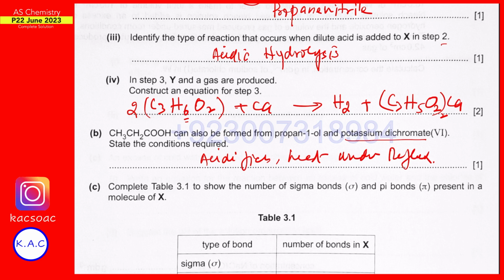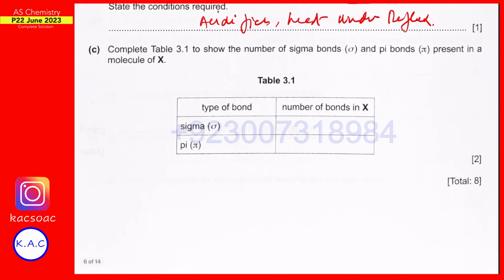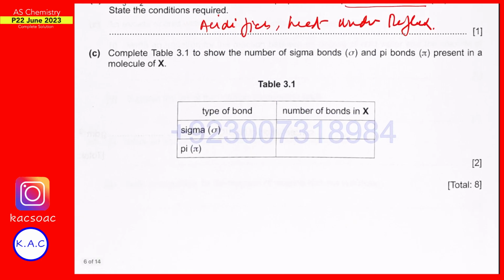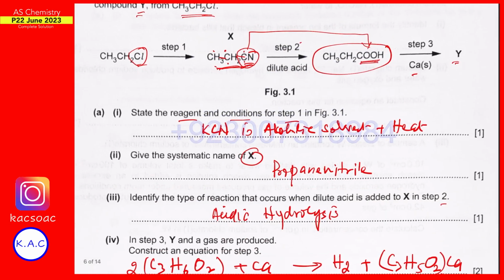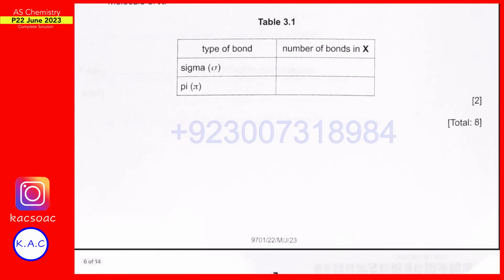Heat under reflux are the condition. Complete the table 3.1 to show the number of sigma bond and pi bond present in molecule of X. So this is the molecule of X, propane nitrile, and I am going to write it like that. And these simple lines are the sigma bonds and pi bonds. There is only one pi bond.